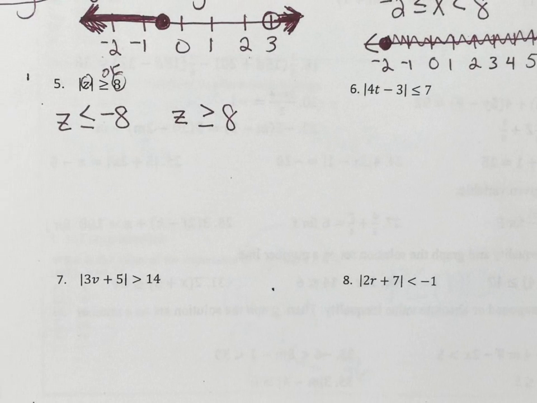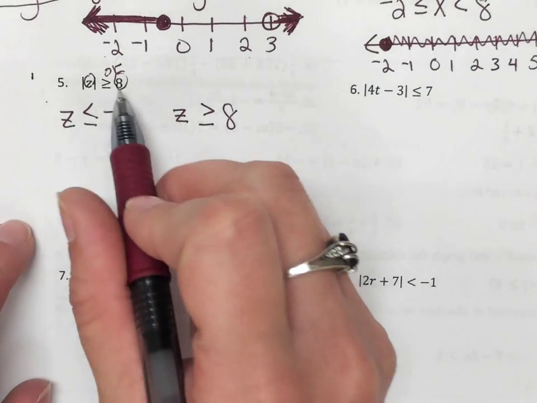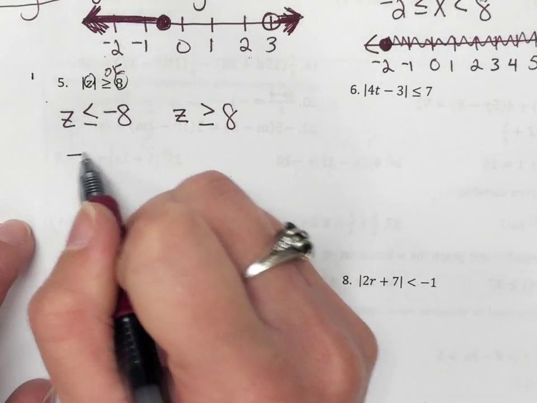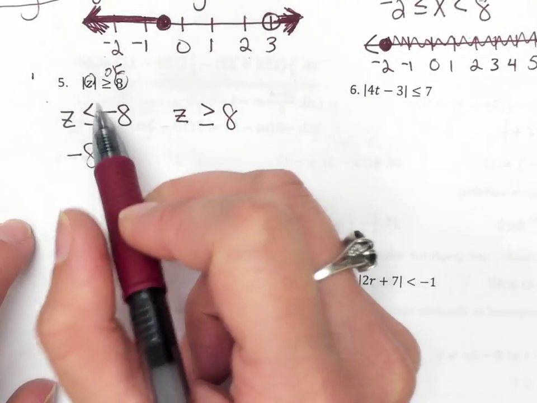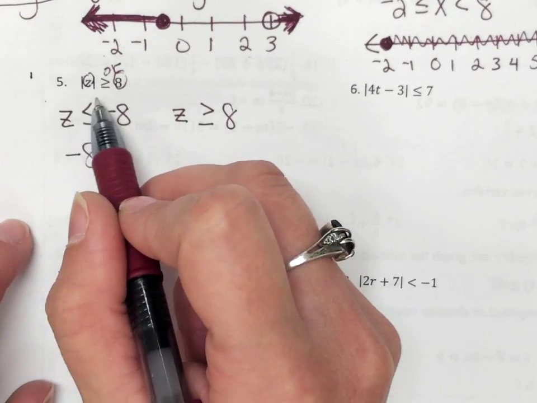Y'all good with that? Alright, so now you got to write it as a compound. Just like you have a compound sentence, you have compound inequalities. The smaller one, the negative 8, goes on the left. That mouth is open to the -8.